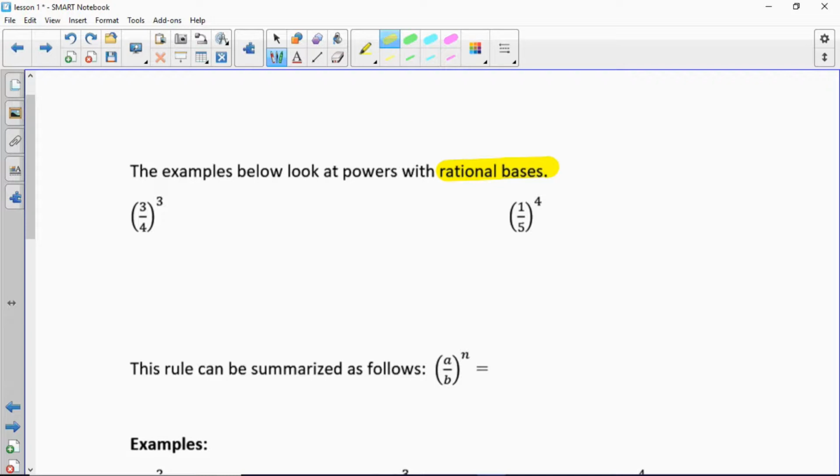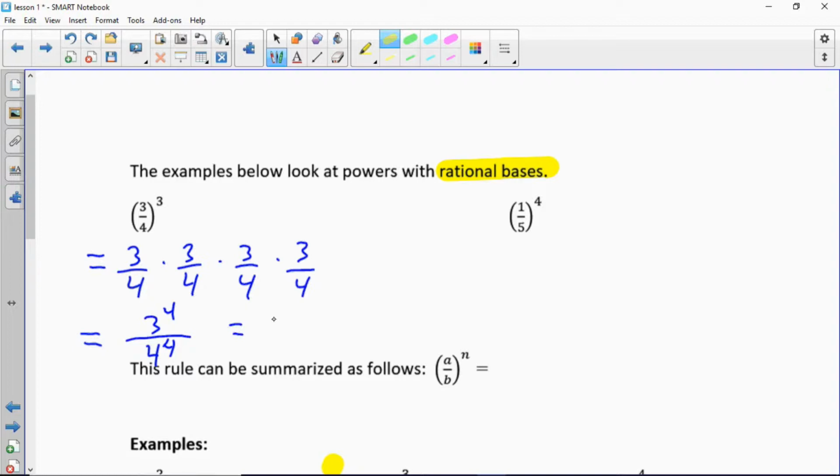Let's look at 3/4 cubed. 3/4 cubed is 3/4 times 3/4 times 3/4. To multiply fractions, we multiply numerators together and denominators together, or tops together and bottoms together. Well, 3 times 3 times 3 is 3 to the power of 3, and 4 times 4 times 4 is 4 to the power of 3. Now that happens to be 27 over, I believe, 64.